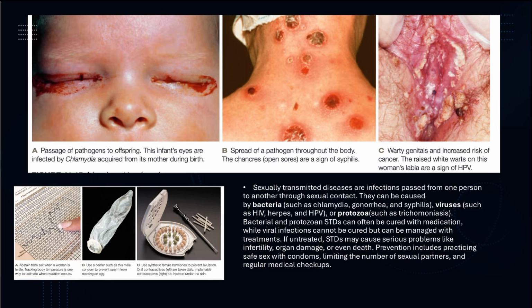Even having STDs can cause infertility, organ damage, or even death, depending on the severity level. And there are preventions that could avoid getting these types of infections, by using condoms, limiting the number of sexual partners that you have, or even just getting regular medical checkups in order to make sure everything is okay with your body.